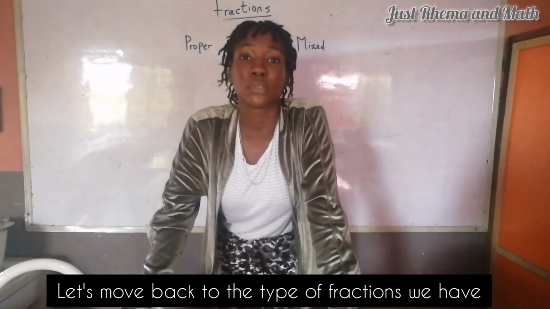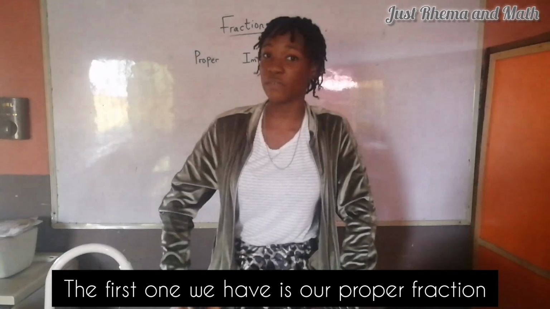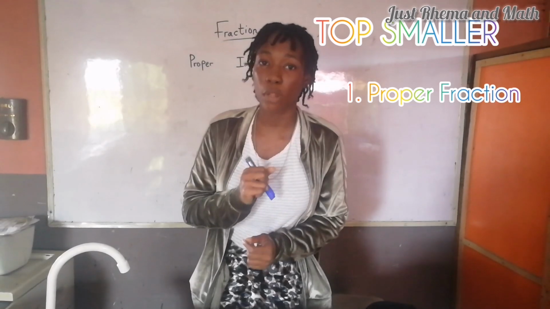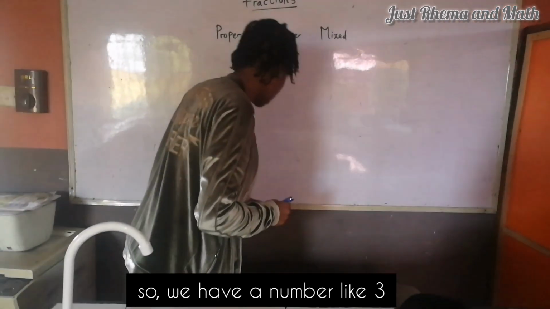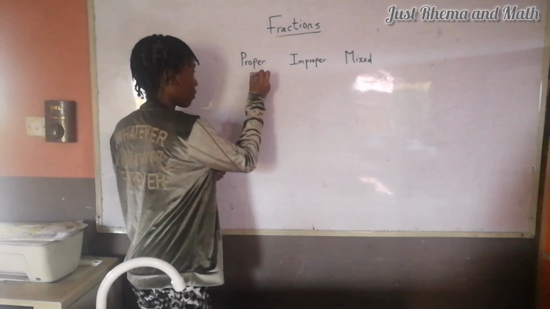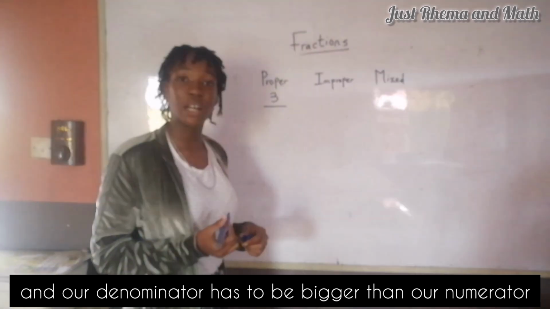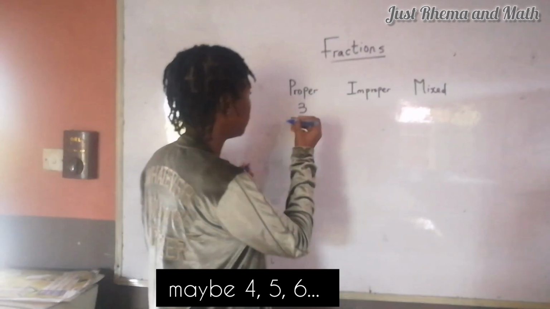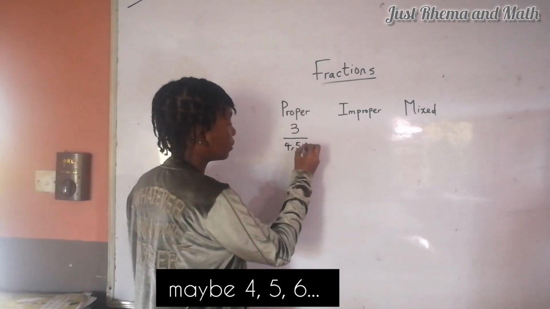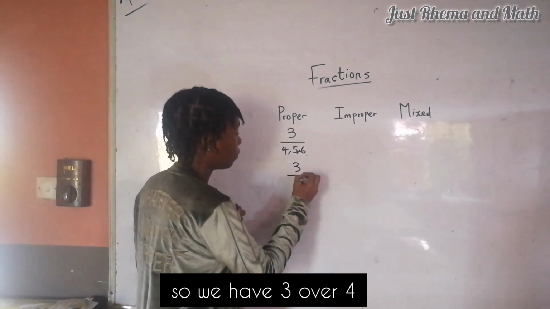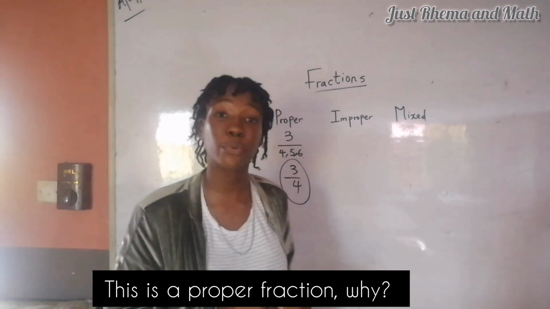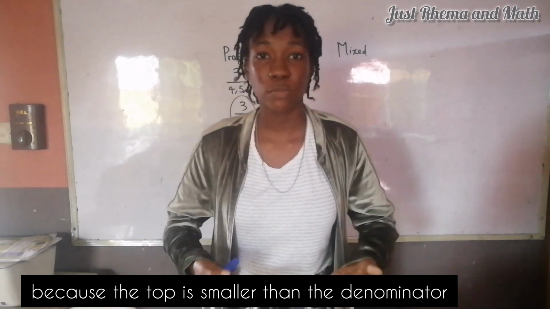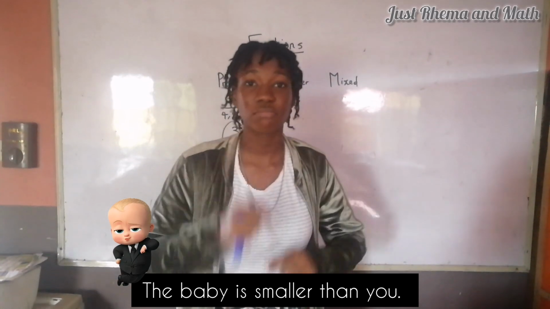Let's move back to the types of fractions we have. The first one we have is our proper fraction. This is where the top is smaller. So we have a number like 3 and our denominator has to be bigger than our numerator. Maybe 4, 5, 6, either. So we have 3 over 4. This is a proper fraction. Why? Because the top is smaller than the denominator. The baby is smaller than you.